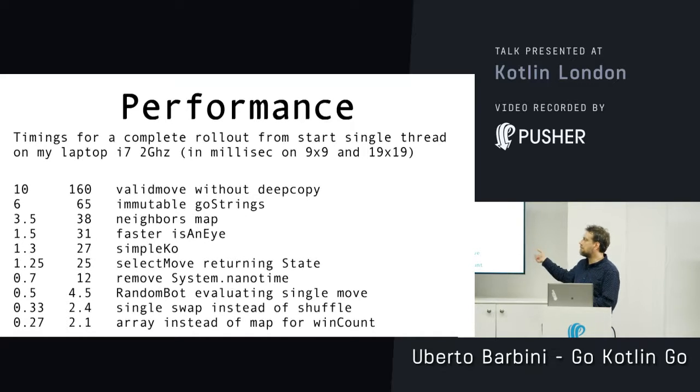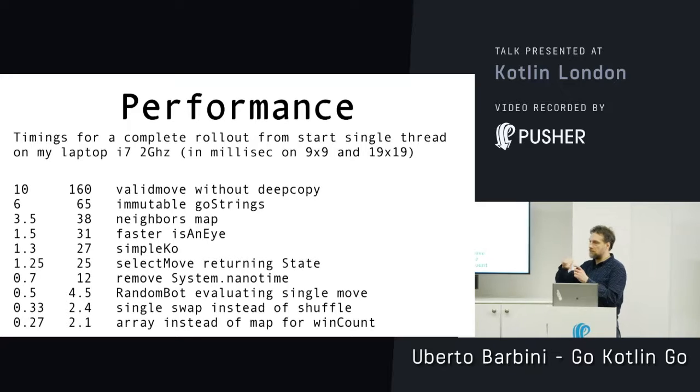Using a neighbor map, I have a map with everything that can be pre-calculated. In this case, it was all the neighbors of each point. Instead of calculating every time, you put it in a map, so it really helps. To understand if a position is high, okay, I improved the algorithm.